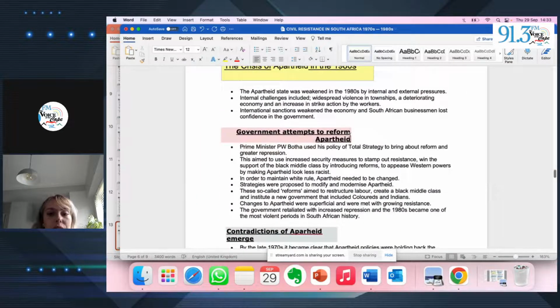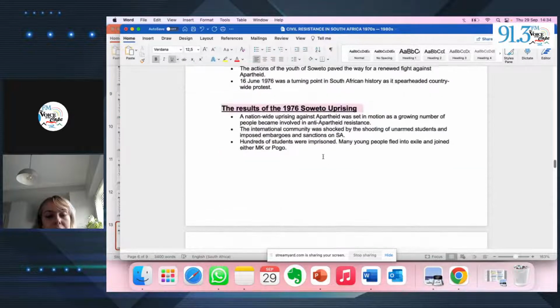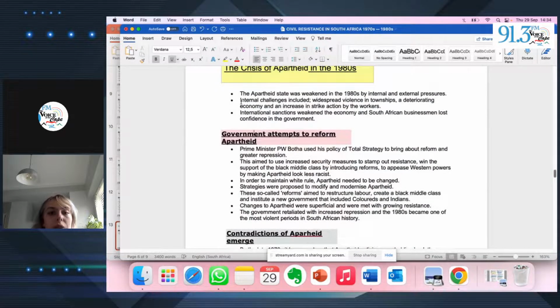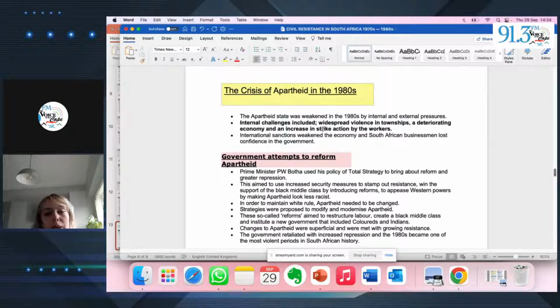And then we get to this section here. So the crisis of apartheid in the 1980s, which was fueled by all of this stuff happening in the 70s. So the apartheid state was weakened in the 1980s by internal and external pressures. Internal challenges included widespread violence in townships, a deteriorating economy, and an increase in strike action by the workers. International sanctions weakened the economy, and South African businessmen lost confidence in the government.